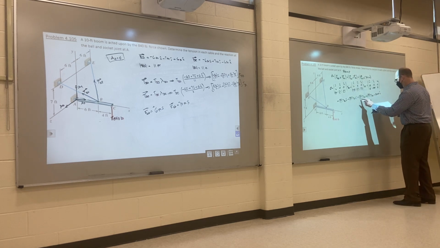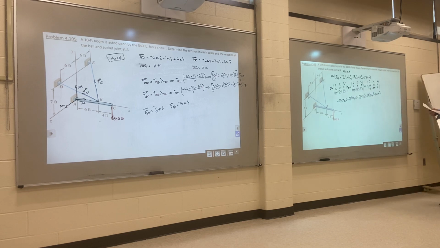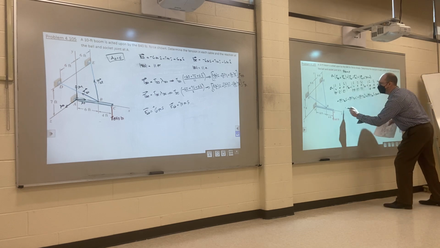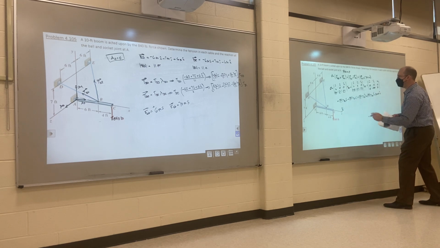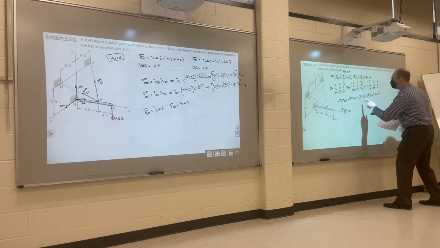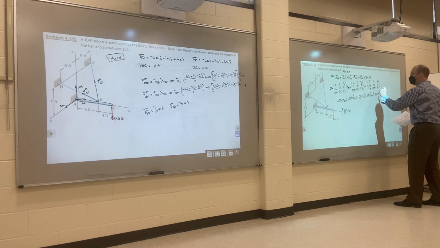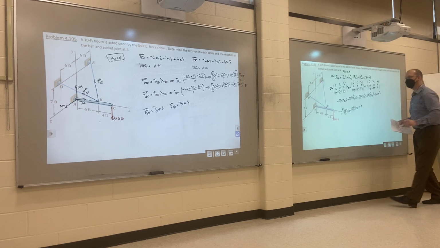This should be k hat and j hat. Yeah, j hat, and this is k hat. So now I combine my k's and j's together. Combining the j's together, I'm going to get negative 36/11 TBD, so it takes care of that, and then positive 36/11 TBE is equal to 0.